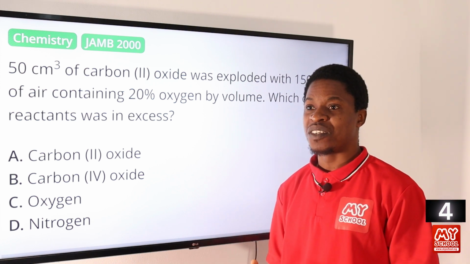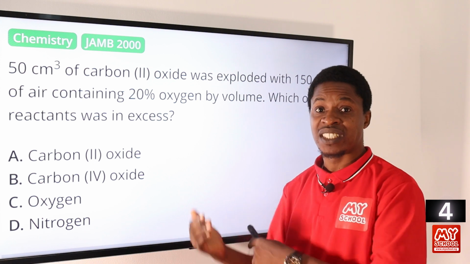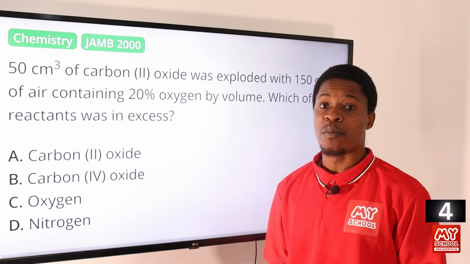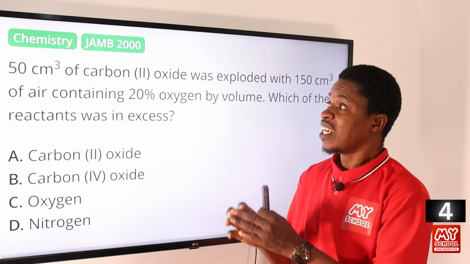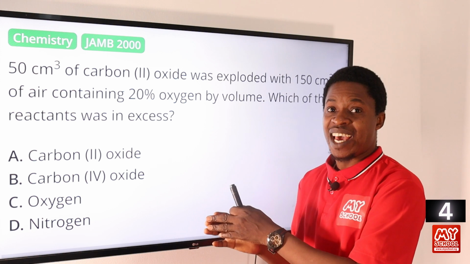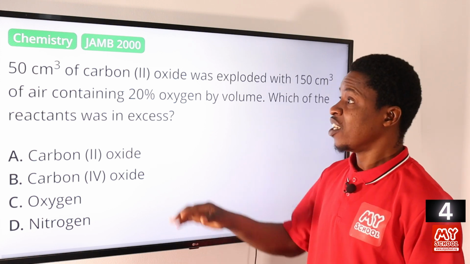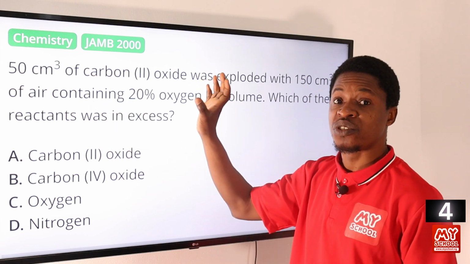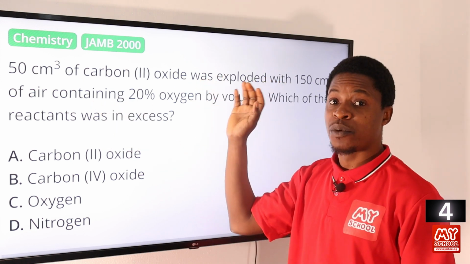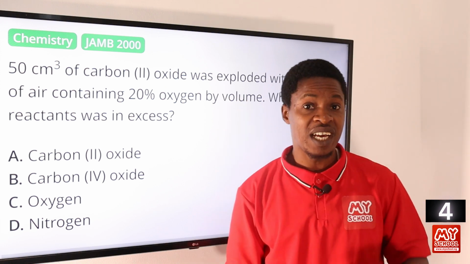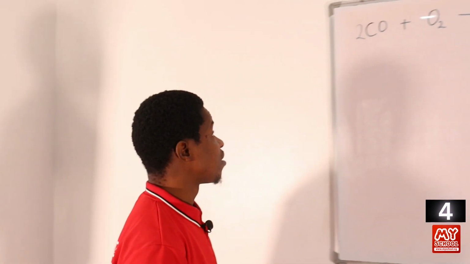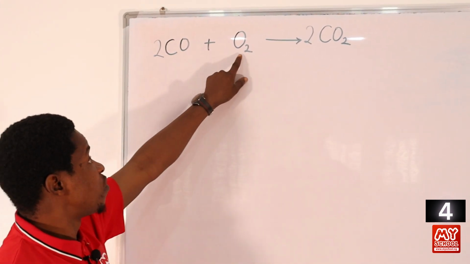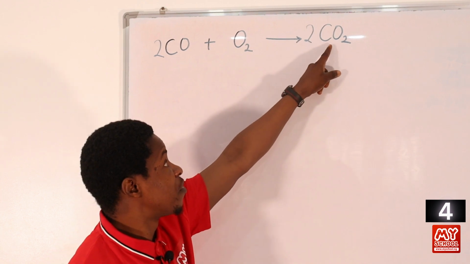So even though we have about 21% oxygen present in atmospheric air, it is the part that supports combustion. So when you say in chemistry a substance is reacting with air, we are talking about oxygen. So there's a reaction between carbon 2 oxide and oxygen to give us usually carbon 4 oxide, carbon dioxide. Let's go over to the board and see the reaction that takes place here. Carbon monoxide reacts with oxygen to produce carbon 4 oxide.